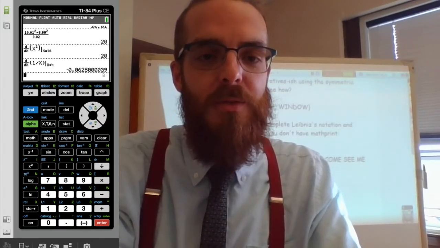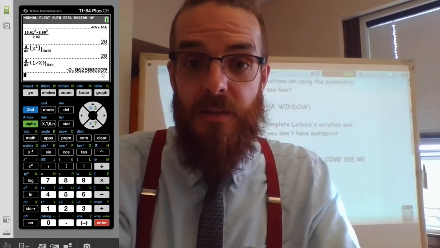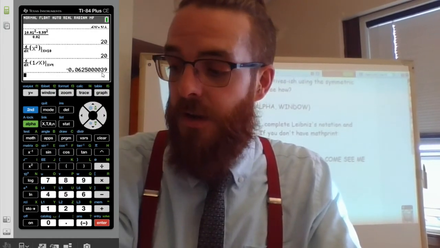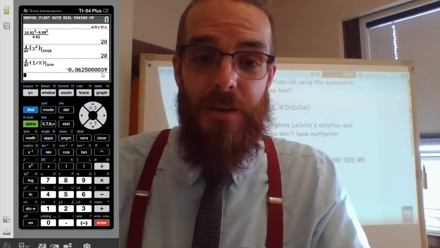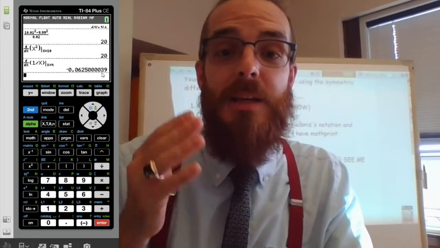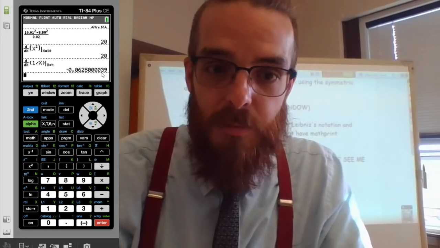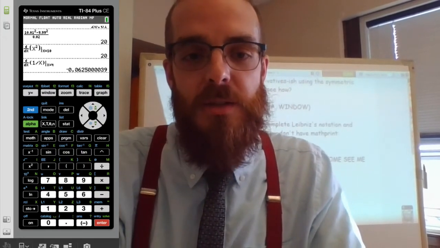The reason why you have so many decimals is because, again, this is an approximation. Your calculator is actually doing the symmetric difference quotient. So anything you get off of your calculator right here is going to be wrong, but it's going to be close enough that you can actually figure it out.